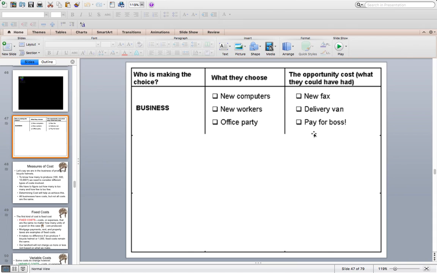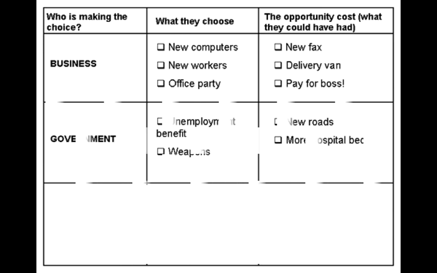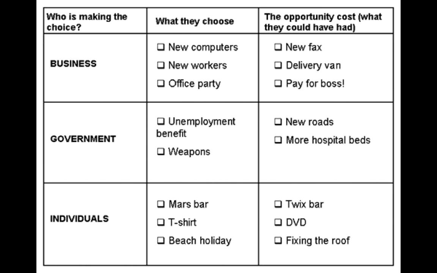Okay, video 4 talks about fixed and variable costs. So just to reflect a little bit on what we talked about last time, we noticed the opportunity costs, how much we are sacrificing. The opportunity cost for the government if they decide that they want to put their money towards weapons and unemployment benefits is that they're sacrificing new roads and more hospital beds.